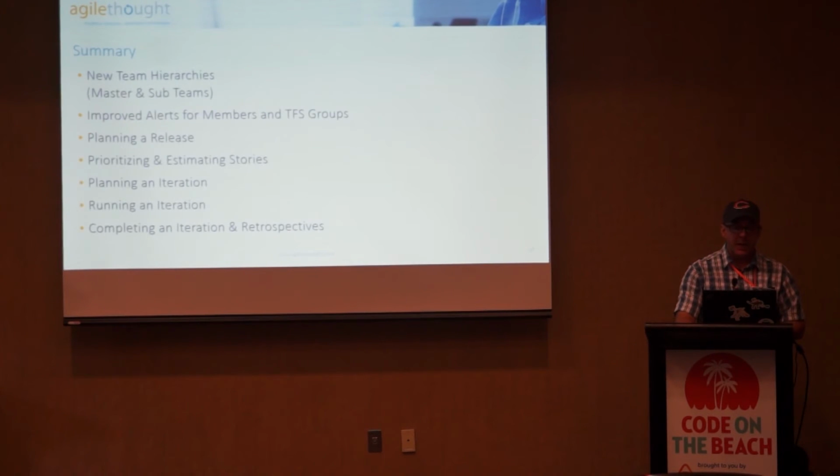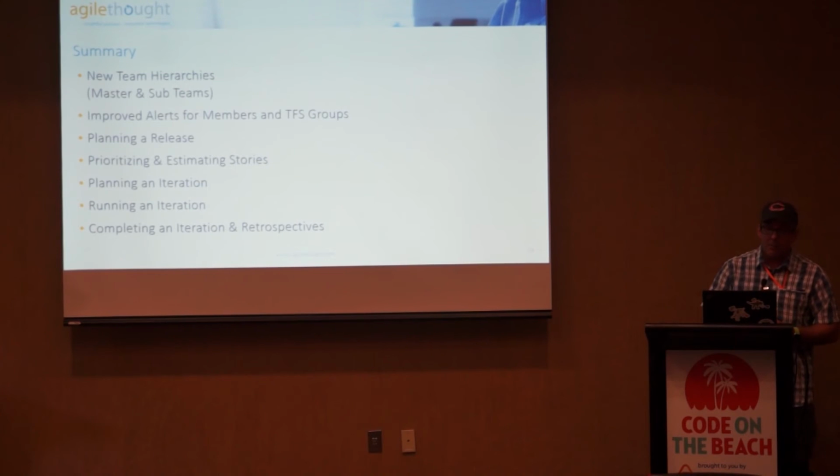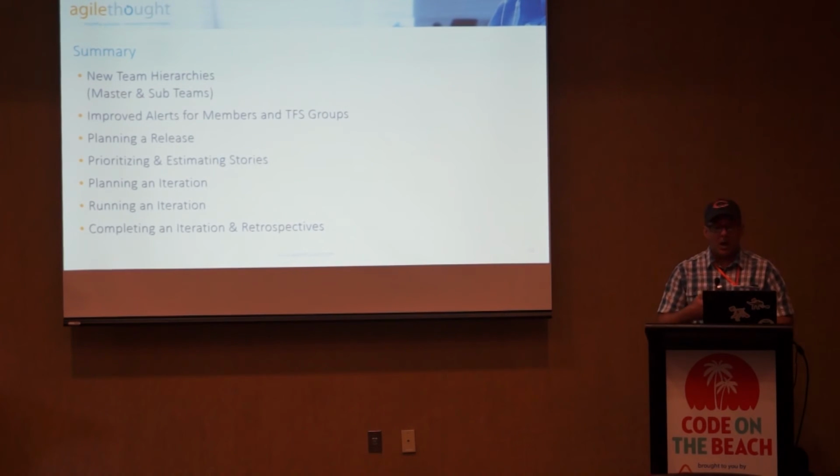So we looked at most of that, talked to some of that. In summary, we have things like teams and TFS. We have the alerting mechanism, which again is team focused also now. We saw how you plan a release, how you prioritize and estimate, how you plan the iteration, how you run that iteration, and how you complete that iteration. Again, in TFS, there is no real work item for retrospective. There was in previous versions of a Scrum template, but they no longer have that, so we don't really track our retrospectives in TFS.